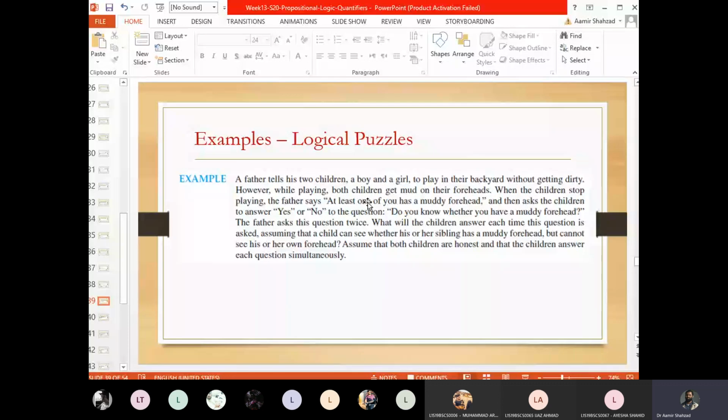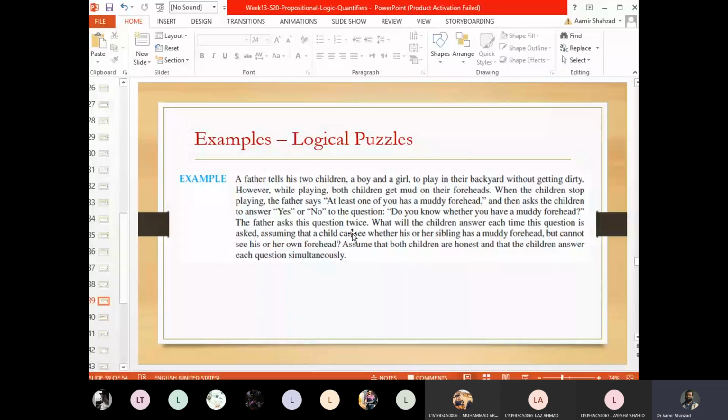I mean, both or one, they may get mud on their forehead. So when the children stop playing, the father says, at least one of you has a muddy forehead. And then asks the children to answer yes or no to the question: do you know whether you have a muddy forehead? So the father asks this question twice. First he asks once, do you know whether you have a muddy forehead? Either both will answer yes, they have a muddy forehead, or no. If they don't, he will ask again, do you know whether you have a muddy forehead or not?